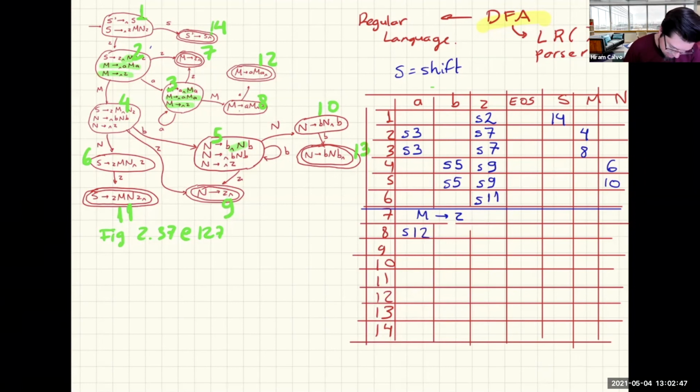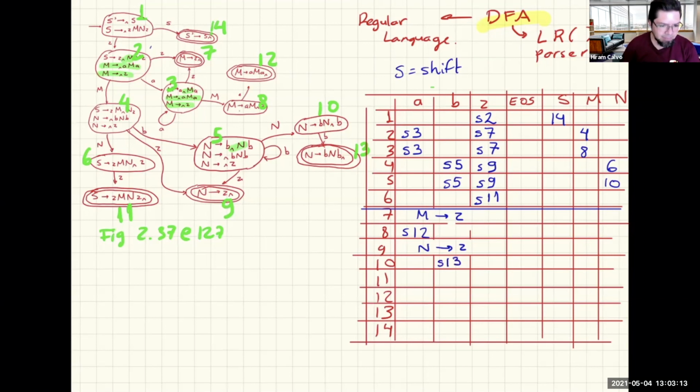For number 9, we see it's a final form, so we will do the same for the A, B, or Z. N goes to Z. For state number 10, not yet a final form, so we need to see what happens with B. It will be a shift to number 13 with B.